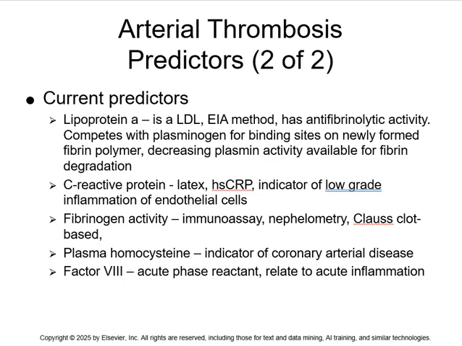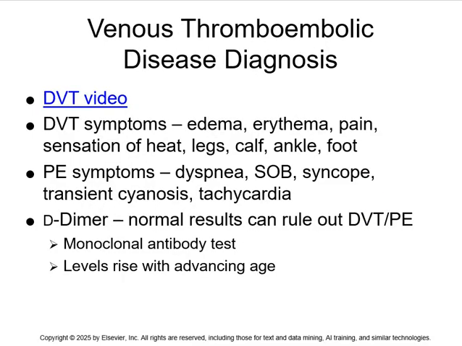C-reactive protein, really HSCRP. It's a very good marker for telling us about inflammation of the endothelial cells. It can pick it up really quick. And then just doing fibrinogen activity. We're going to be using the clot-based method, but there's immunoassays or nephelometric. Either way, you can do that. Plasma homocysteine, which is a good indicator of coronary arterial disease. And then factor VIII, which is another acute phase reactant, telling us about acute inflammation.